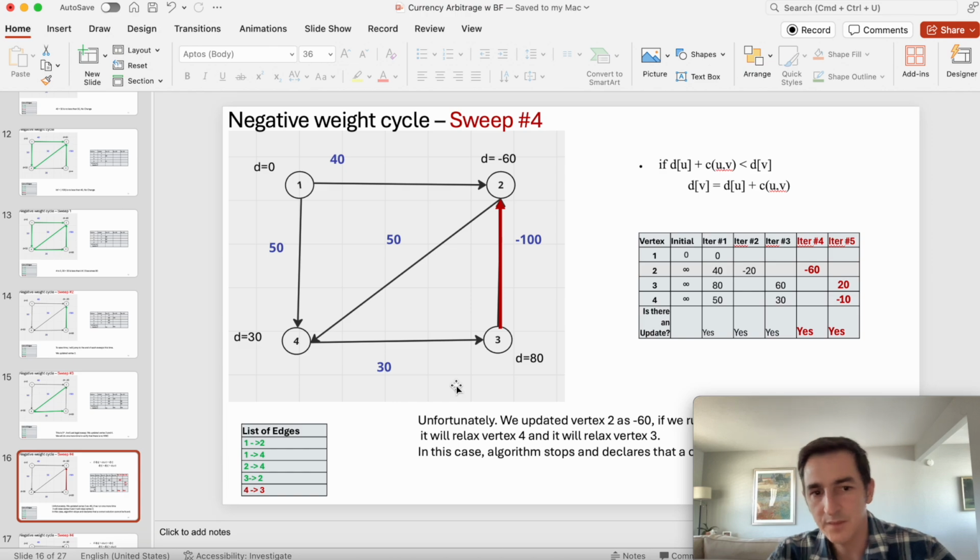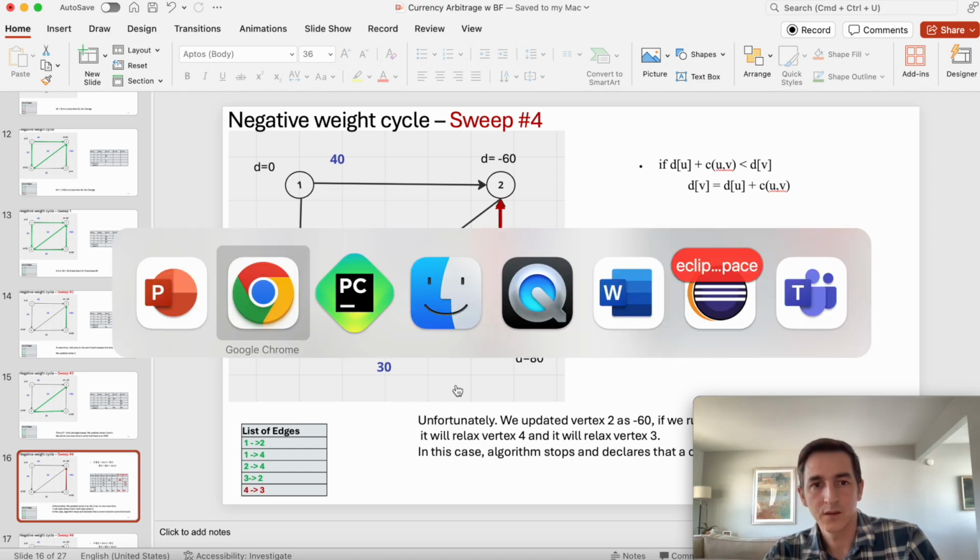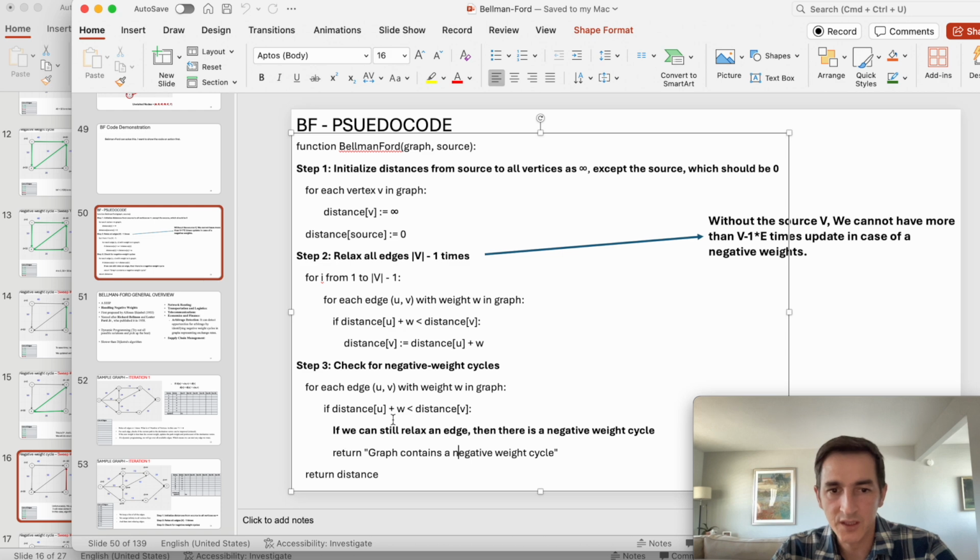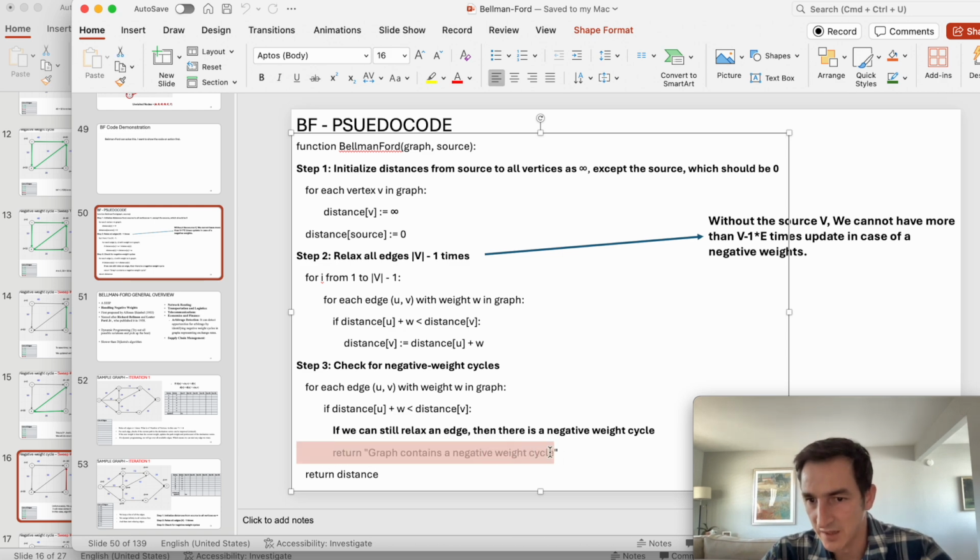To prevent this, Bellman-Ford stops working and declares that there is a negative weight cycle in this graph and a correct solution cannot be found for this graph.